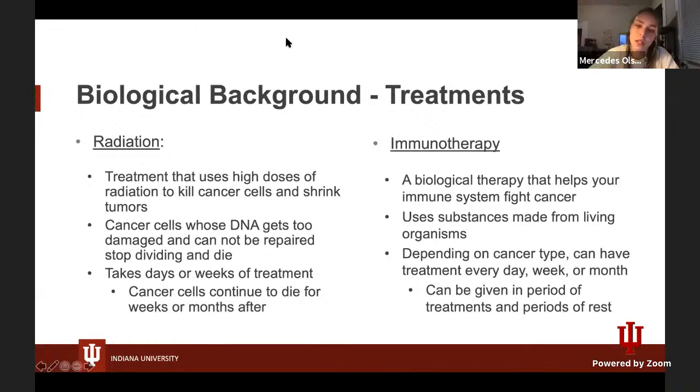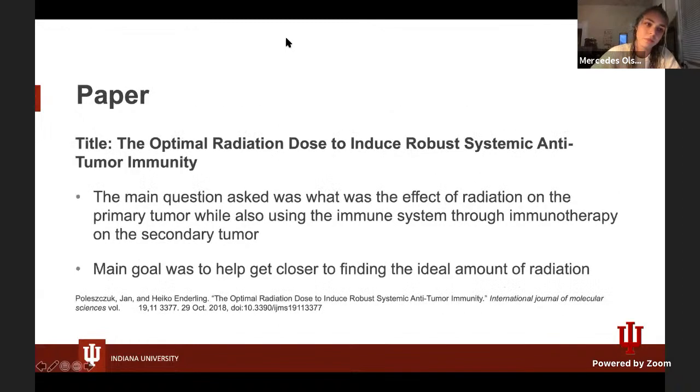And then immunotherapy is a biological therapy that helps your immune system fight cancer. It uses substances made from living organisms. And again, depending on the type of cancer, the treatment can be every day, every month, every week. It can also be given in a period of treatments and then have an arrest period afterwards. And then both of those are really just cancer dependent, but they're what I chose based off of the paper for this project. And then the paper itself was called the optimal radiation dose to induce robust systematic anti-tumor immunity.